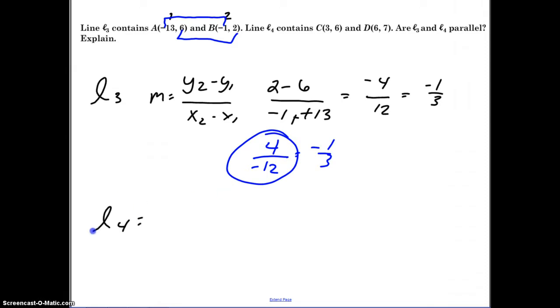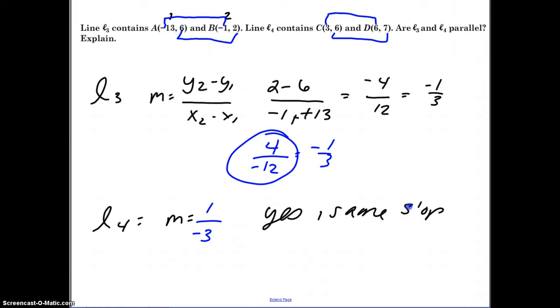So let's look at slope 4. Okay? Our slope here, let's go from our rise. So from 7 to 6, I have to rise 1. Now, my run from 6 to 3 means I have to run negative 3. So are these lines parallel? They are parallel because they have the same slope. So yes, and to explain, they have the same slope.